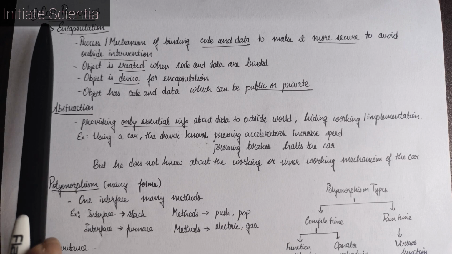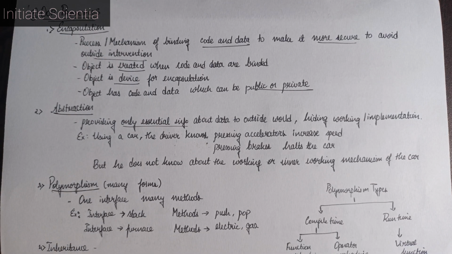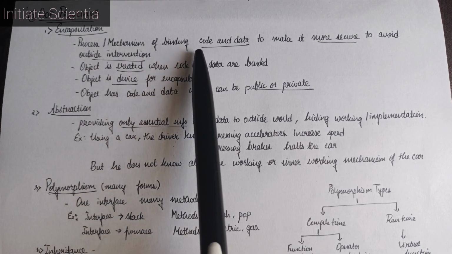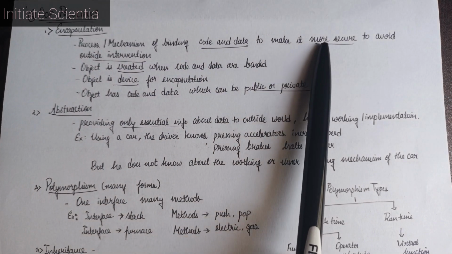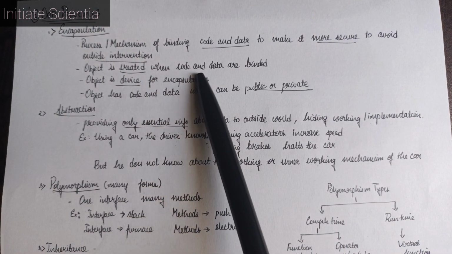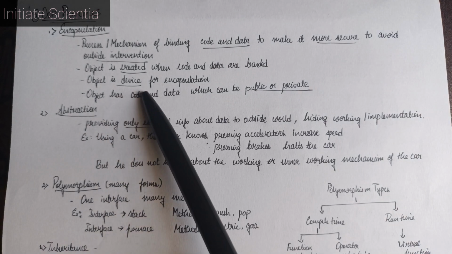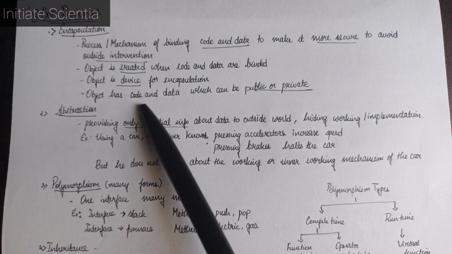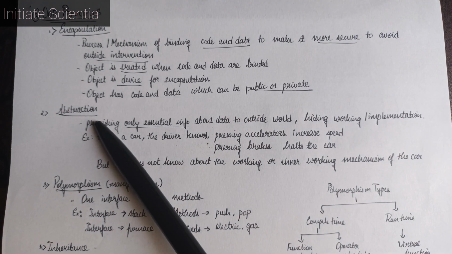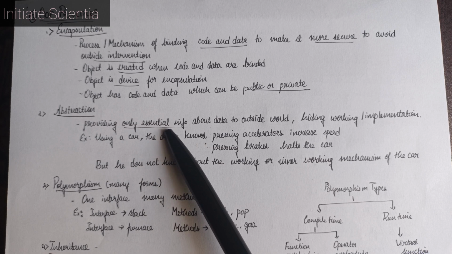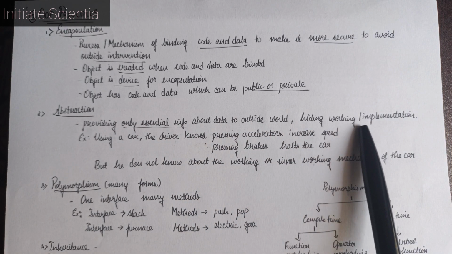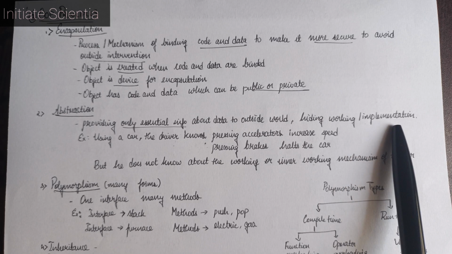Moving on to object oriented programming principles, OOPS principles. Encapsulation. It is a process or mechanism of binding code and data to make it more secure to avoid outside intervention. Object is created when code and data are bound. Object is the device for encapsulation. Object has code and data which can be either public or private.